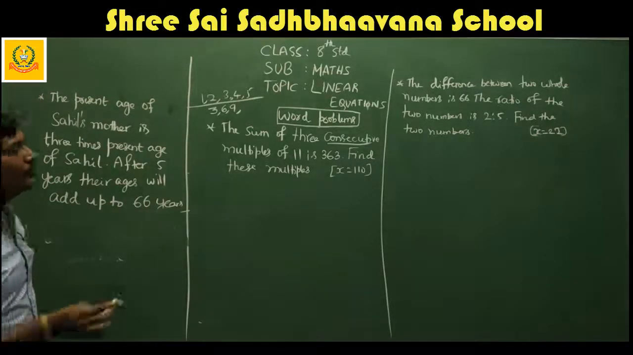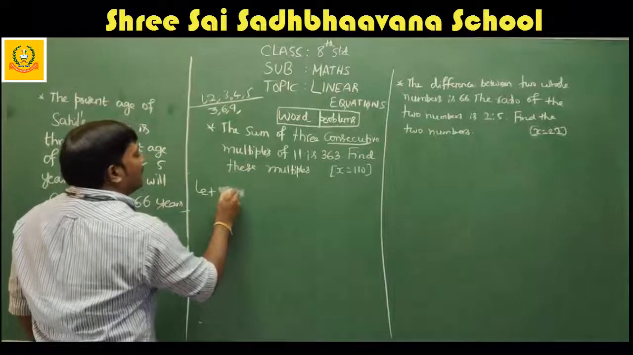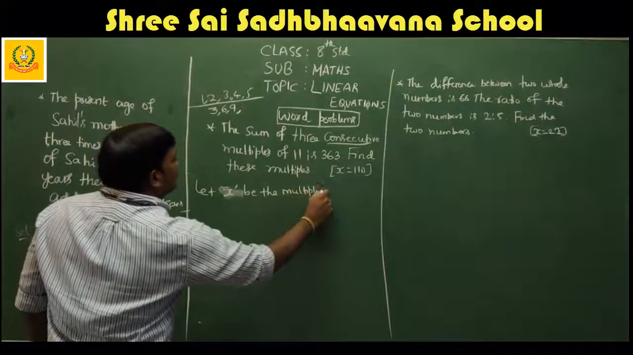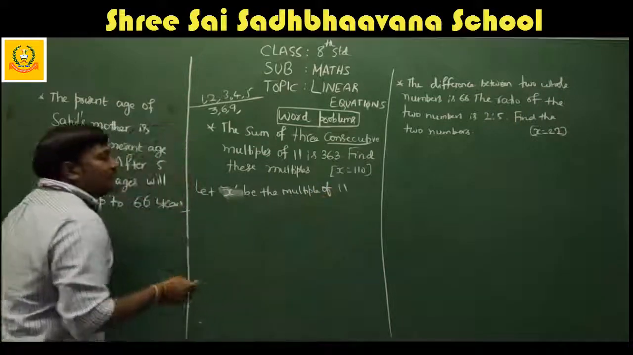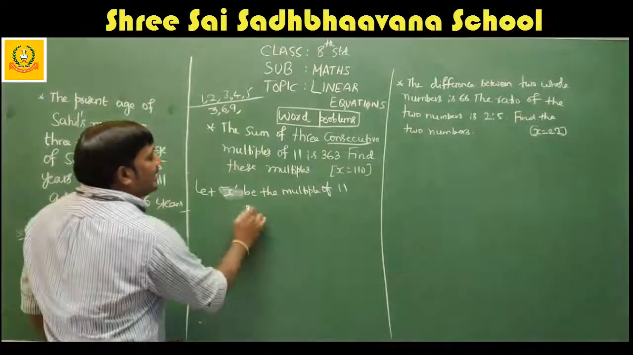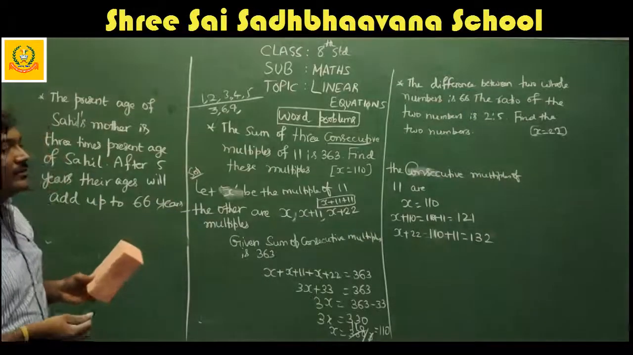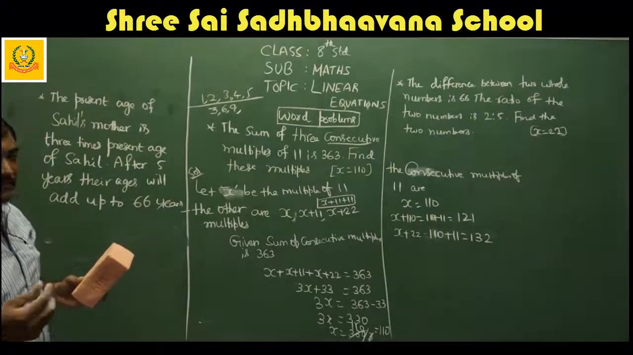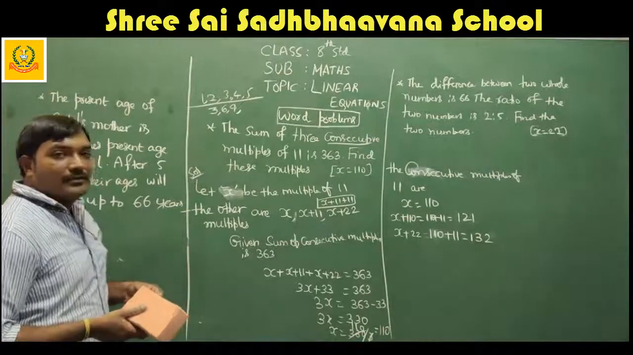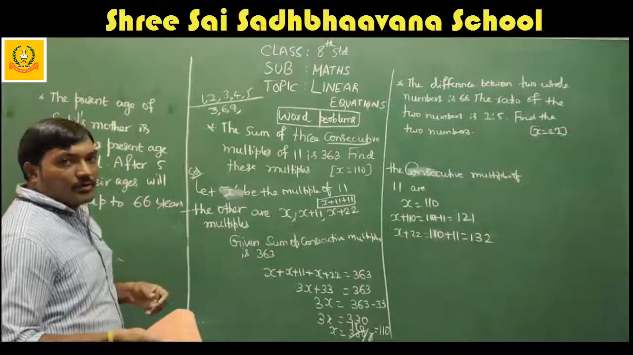So what I'll assume, let x be the multiple of 11. If I take x as the first one, then the next ones are x plus 11 and x plus 22, just adding 11 consecutively. The sum of the 3 consecutive multiples is 363. So x plus x plus 11 plus x plus 22 is equal to 363.